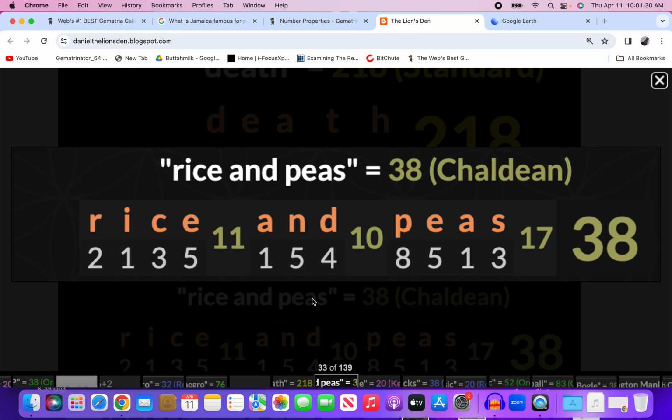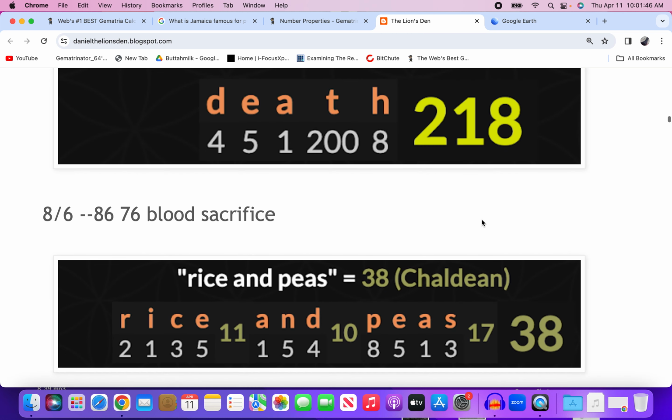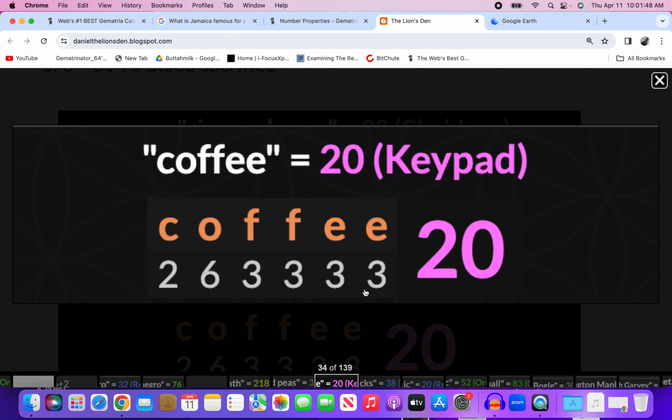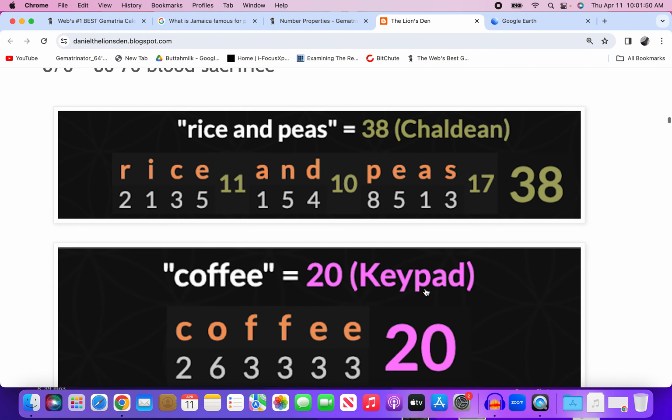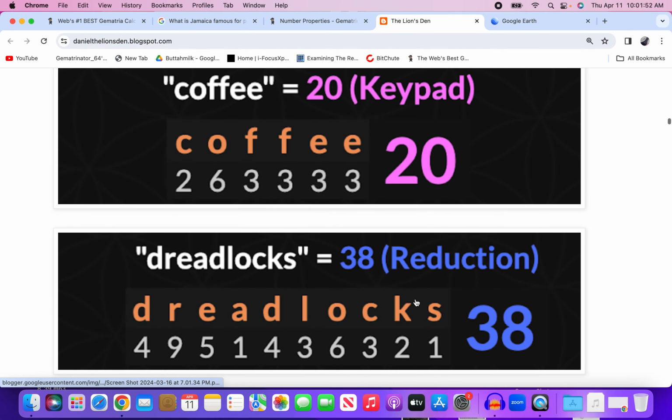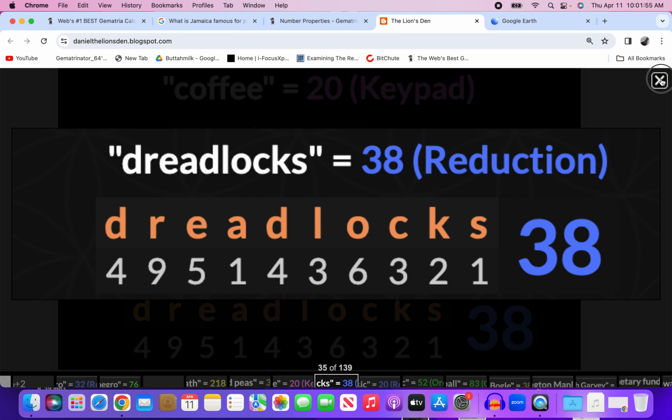So popular dish in Jamaica called rice and peas. It's one of the staples really. And peas means kidney beans. Doesn't mean peas here in America. And that equals 38. 38, a big number when it comes to Jamaica. Coffee equals 20. Jamaica 20. Dreadlocks 38.